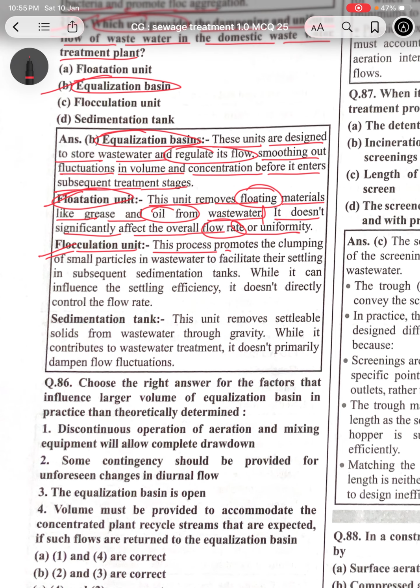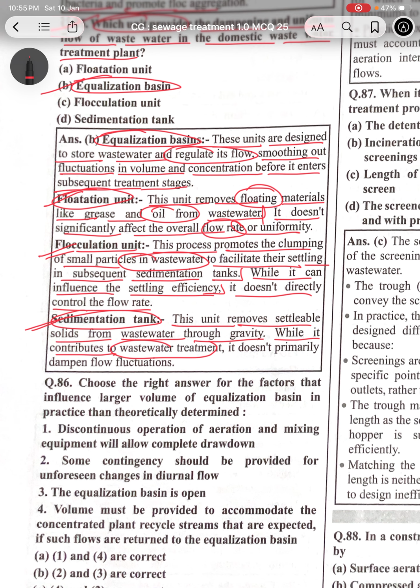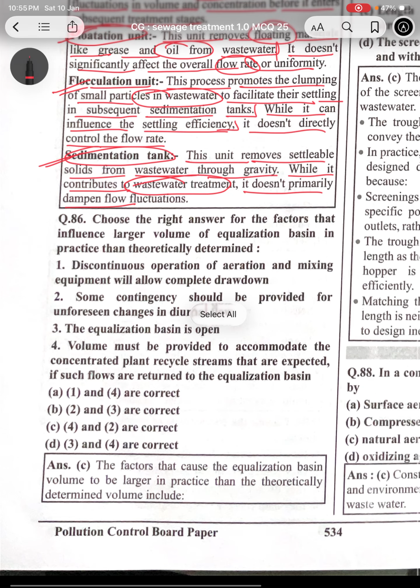Flocculation unit: this process promotes the clumping of small particles in wastewater to facilitate their settling in the subsequent sedimentation tank. While it can influence settling efficiency, it does not directly control the flow rate. Sedimentation tank: this unit removes settleable solids from wastewater through gravity. While it contributes to wastewater treatment, it does not primarily dampen the fluctuations.